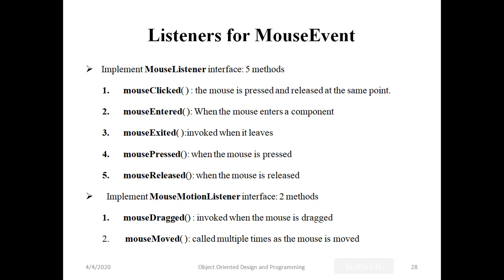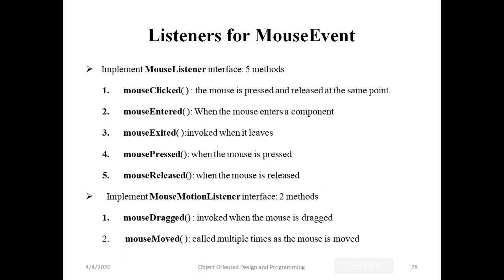Now, what are the listeners for mouse event? We have already seen the mouse event listeners, mouse listener and mouse motion listener. Let's see what methods are present in these listeners. You should implement the methods present in these two listeners in your program, right? So you must know how many methods are there in each listener. In mouse listener there are 5 methods. Mouse motion listener is also an interface, which contains 2 methods.